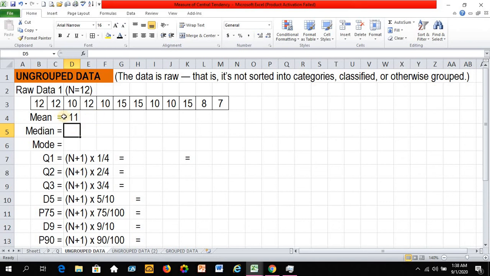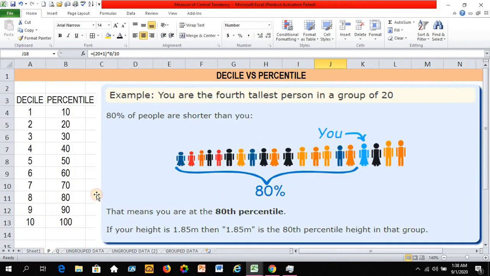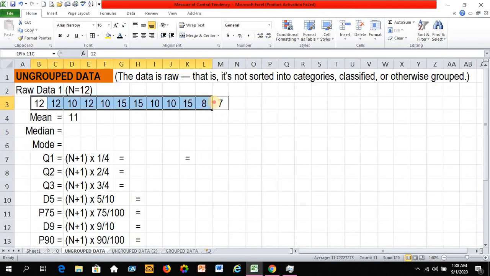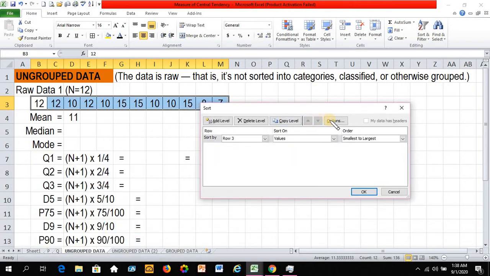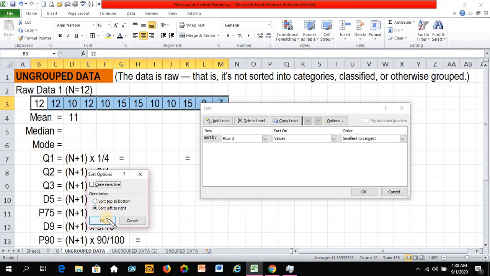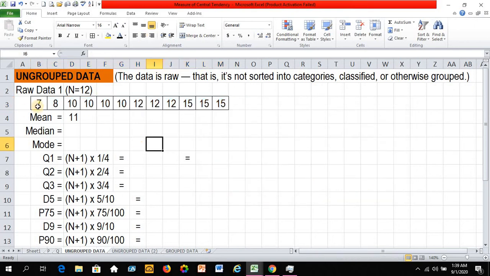So, pag median naman, kailangan nating i-arrange ito into an ordered array. Kagaya nung example natin dito, ito ay naka-arrange into ordered array, similar with this is in ascending order as well. So, isusort out natin from smallest to highest. Click sort and filter, custom sort. Click continue, sort, and then hanapin natin si option. Sort left to right, okay. Then row 3 naman ito, tama. Smallest to largest, tama? Click OK. Ayan. So, naayos na natin ito.